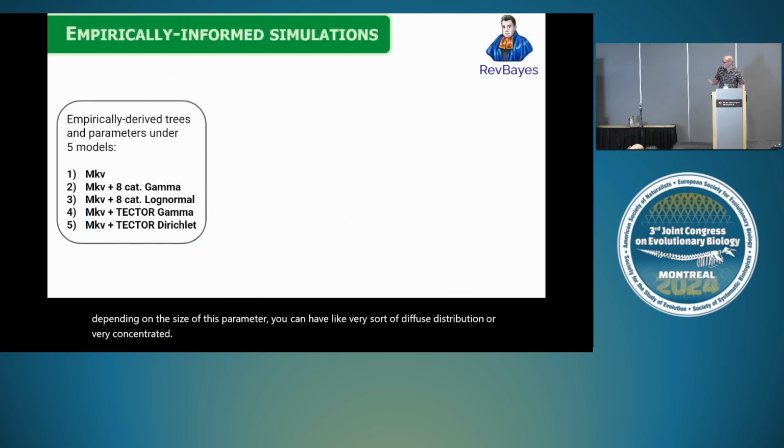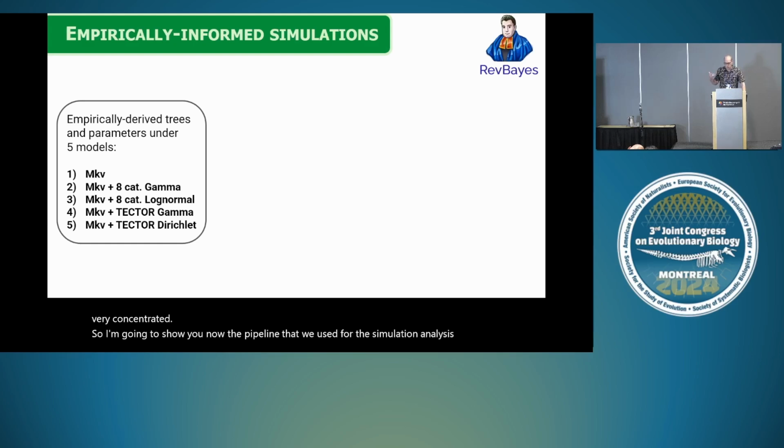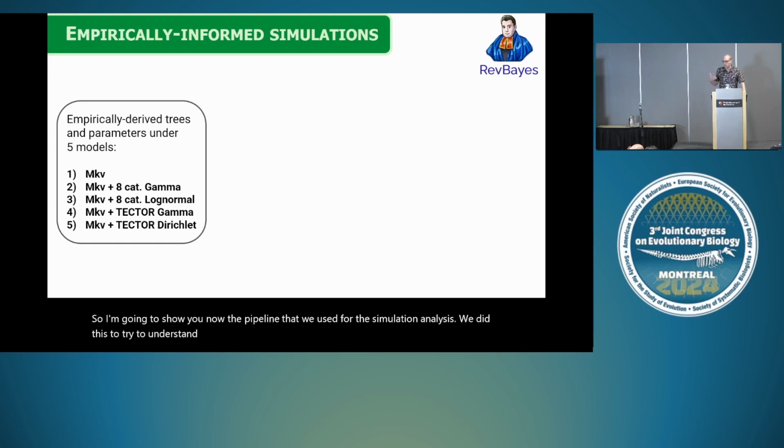So I'm going to show you now the pipeline that we used for the simulation analysis. We did this to try to understand how these models work under a different set of simulating scenarios, and especially to understand whether the tector models suffer from overparameterization bias, or whether they still behave nicely when the underlying generating model is simpler, like a simple MKV model.